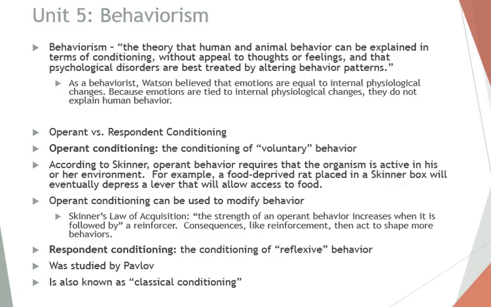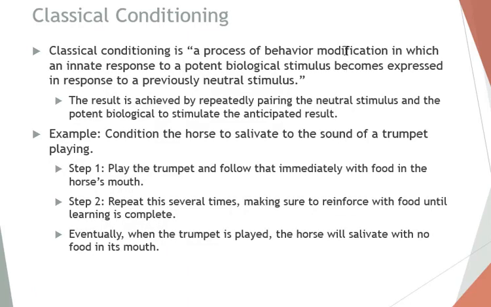Classical conditioning, on the other hand, is much more indirect. In classical conditioning, you're trying to make it so that the person automatically does something because it's almost baked into the person's psyche or condition. Classical conditioning is the process of modification in which an innate, which means inherent or automatic or quick reflexive response to a potential stimulus becomes expressed in response to a previously neutral stimulus. You pair a stimulus with something that is potent that teaches them or reinforces behavior to stimulate a result.